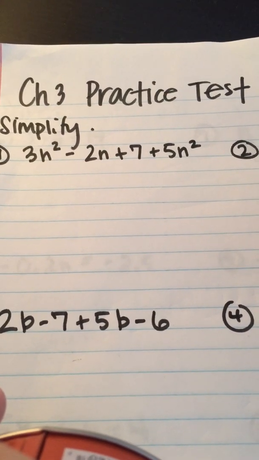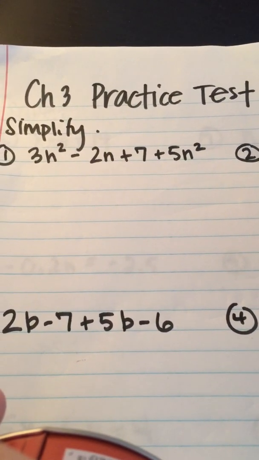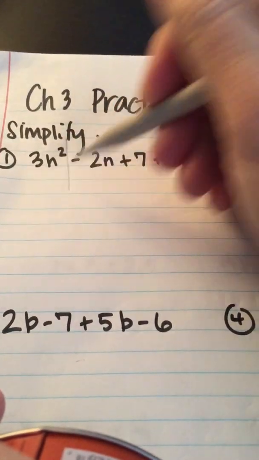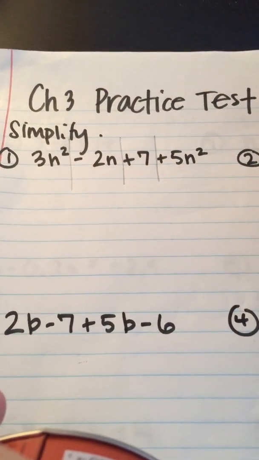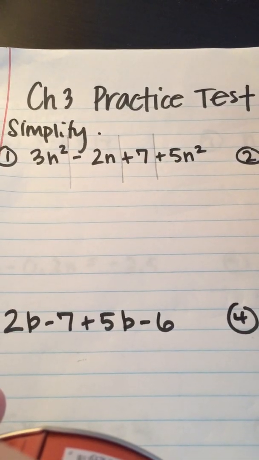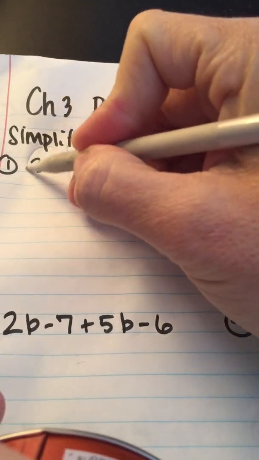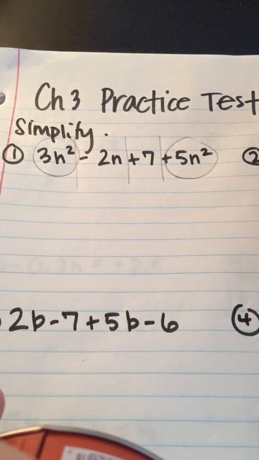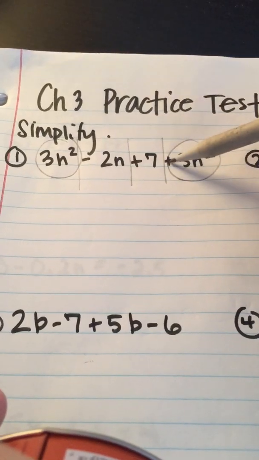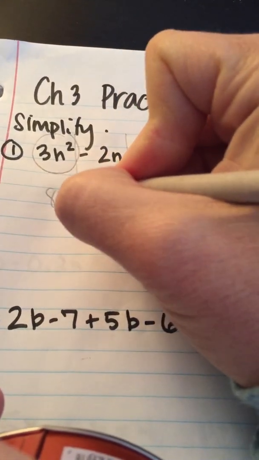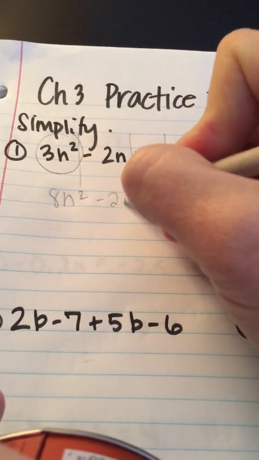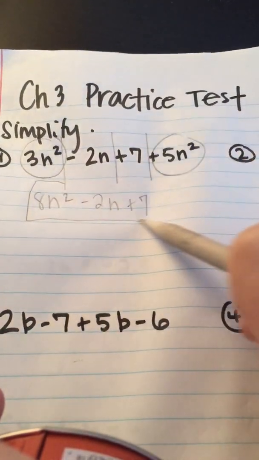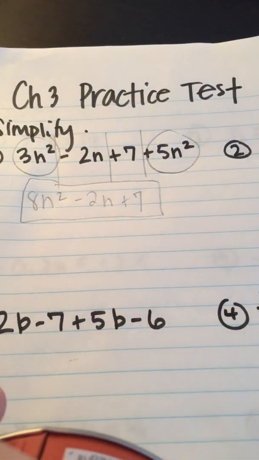The first page is all about combining like terms and simplifying expressions. One of our strategies was to break it into parts like this, and then like terms are the ones with identical variable parts, which means this term and this term are the only ones that are alike. So if I have 3n squared plus 5n squared, I have 8n squared minus 2n plus 7. The rest can't be combined, so that is your final answer for number 1.